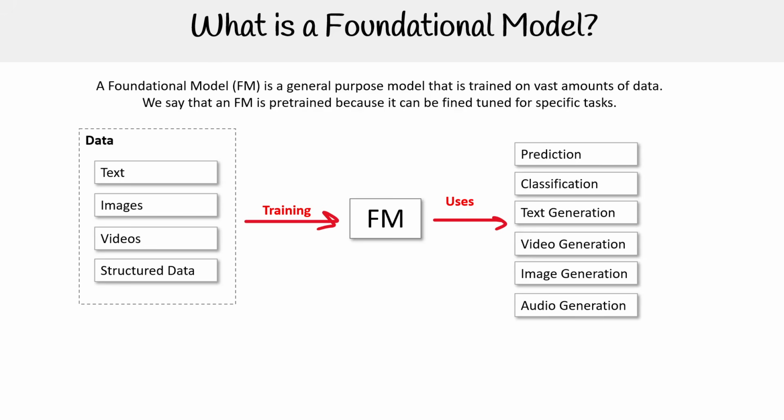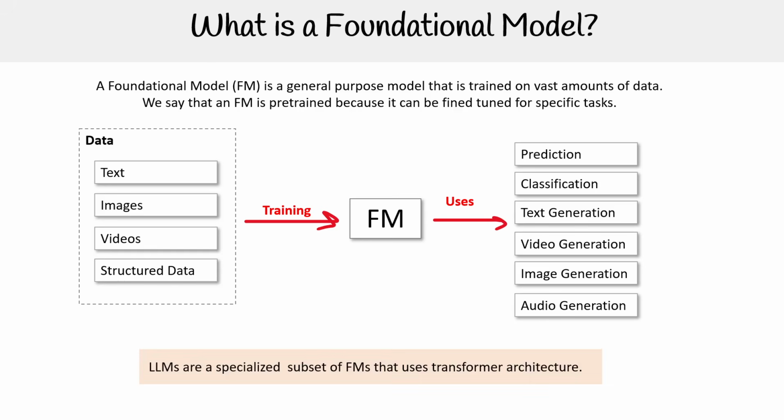And the reason I want to bring up foundational model is because you hear it a lot when we're talking about LLMs, and it becomes a bit confusing how to distinguish between LLMs and a foundational model. But LLMs are a specialized subset of foundational models. They are foundational models that use transformer architecture. So if you remember that LLMs are foundational models, but they're specifically using the transformer architecture, then that will help make a whole lot of sense, okay?